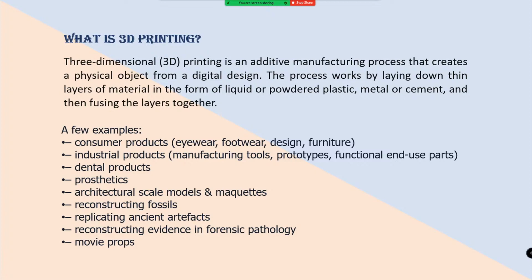First of all, what is 3D printing? Three-dimensional printing is an additive manufacturing process that creates a physical object from a digital design. The process works by laying down thin layers of material in the form of liquid or powdered plastic, metal, or cement, and then fusing the layers together. Here are a few examples: consumer products like eyewear, footwear, design, furniture, etc., architecture, scale models, constructing fossils, movie props, dental products, industrial products, etc. Next slide, please.